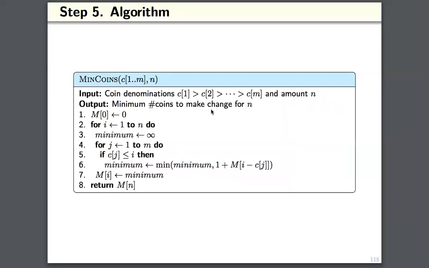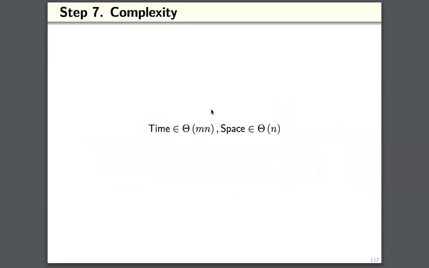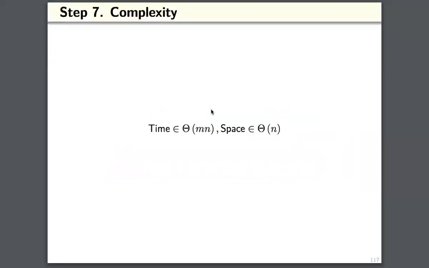You can see the pseudocode and try to solve this problem. The running time is still kind of quadratic, in 2 variables, M and N. So anyway, we are done with the knapsack problem, LCS, and coin change. In the next session, we will look at another topic.